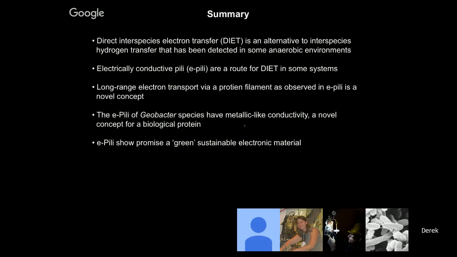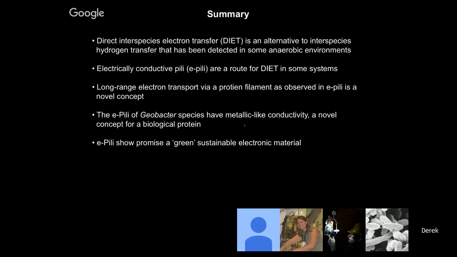So in summary, I apologize for the glitch I had earlier with the computer, and I just want to point out that DIET, or direct interspecies electron transfer, is an alternative to interspecies hydrogen transfer. It's been detected in some environments. I think the question is, what environments and when is this important?